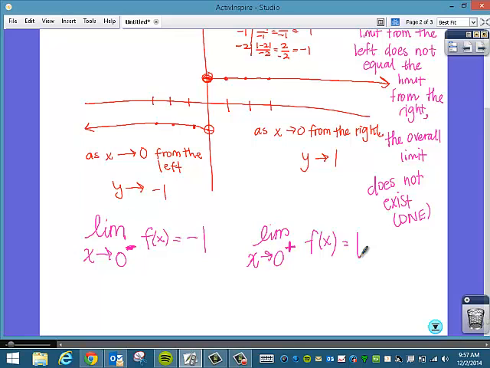So your limit from the left exists, the limit from the right exists, but since they're not the same number, the overall limit, the limit as x approaches 0, where I'm not designating from the left or from the right, the limit of f of x as x approaches 0 does not exist. So the way you designate the limit from the left is a little negative sign. The way you designate the limit from the right is a little positive sign.